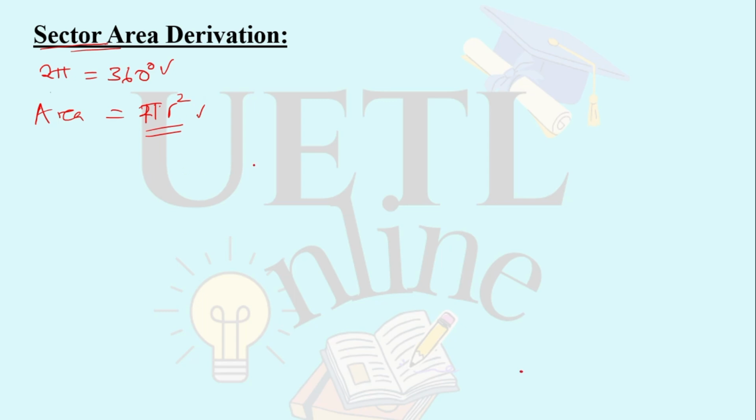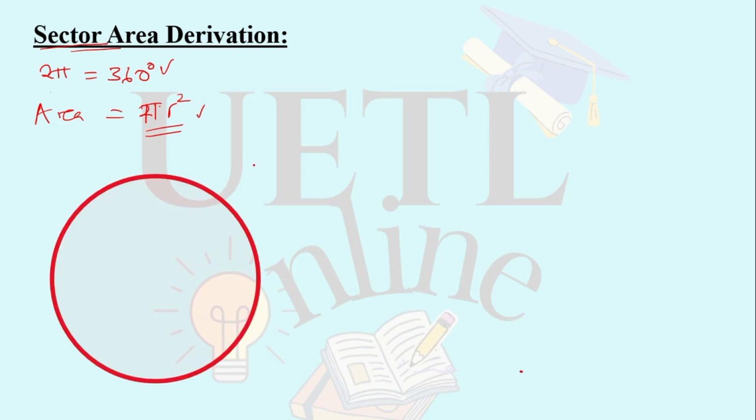So let's say we have our circle. Given our circle, we have our circle here. This is the center. The area of this whole circle is equal to pi r squared. So let's see how we do it with the sector. A sector is a part of a circle. I think you know that.